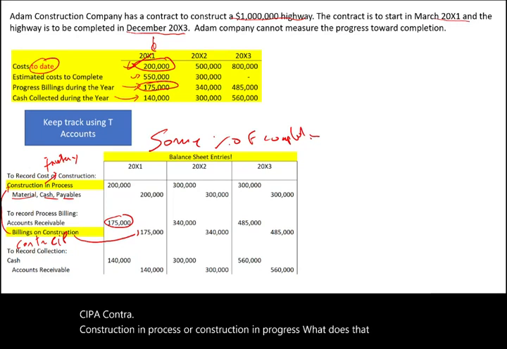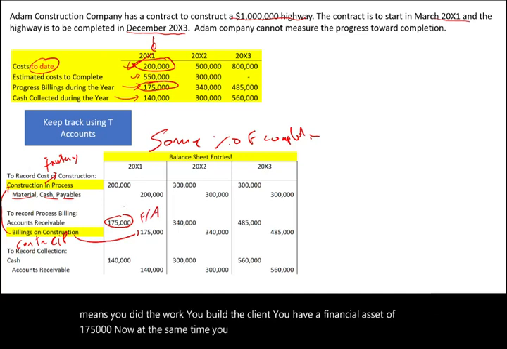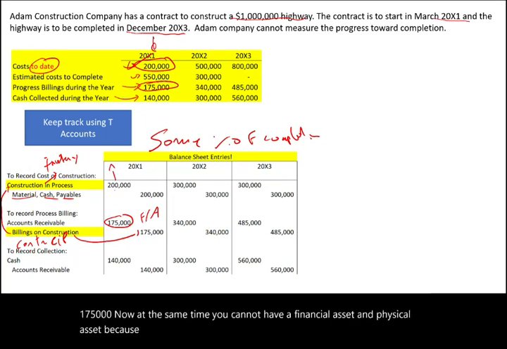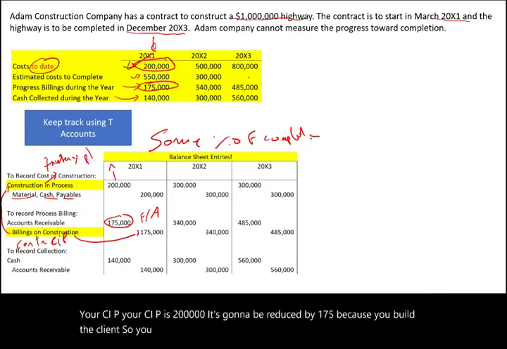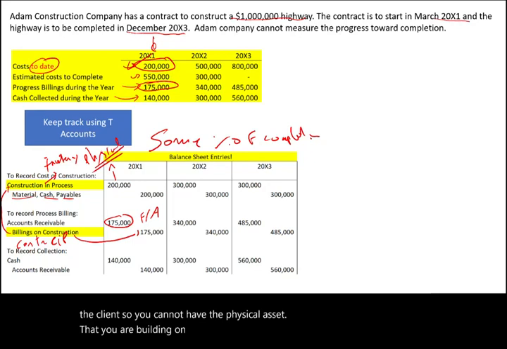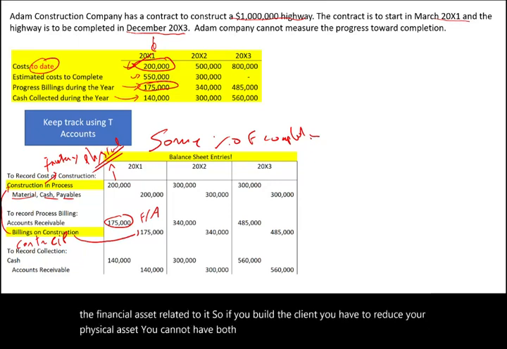What does that mean? It means you did the work. You billed the client. You have a financial asset of 175,000. Now, at the same time, you cannot have a financial asset and a physical asset, because you're also building the highway and you are accounting for the 200,000 as inventory. So you're going to account for the financial asset, which is you bill the customer, but you're going to have to reduce your CIP. Your CIP is 200,000. It's going to be reduced by 175 because you billed the client. So you cannot have the physical asset that you are building on the books, because you did not deliver it yet, and have the financial asset related to it. If you bill the client, you have to reduce your physical asset. You cannot have both. So billing on construction is a contra CIP.